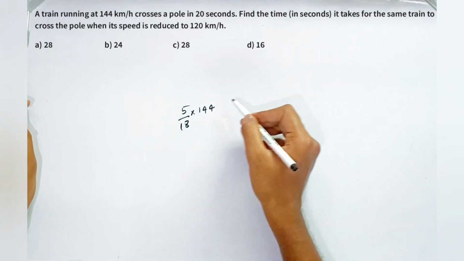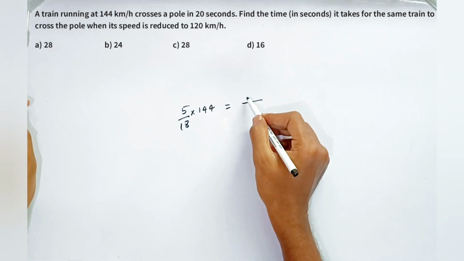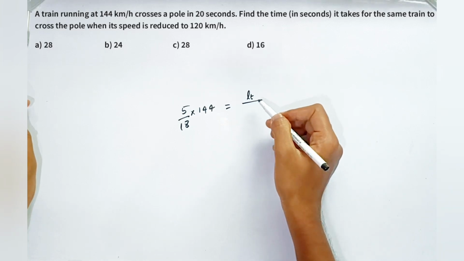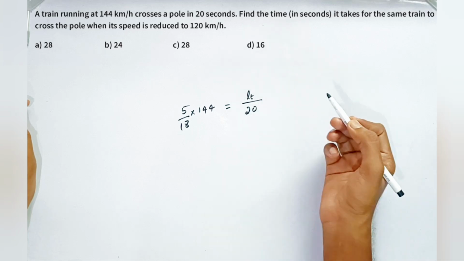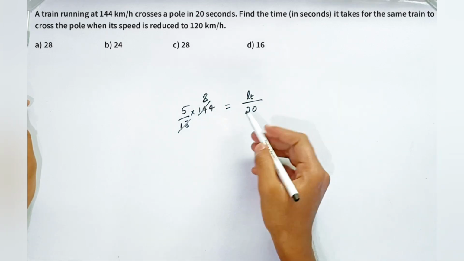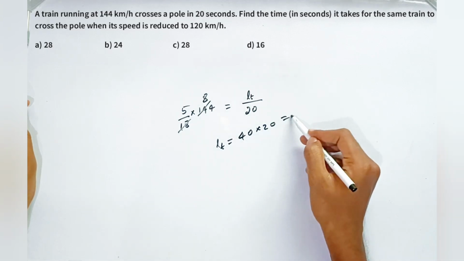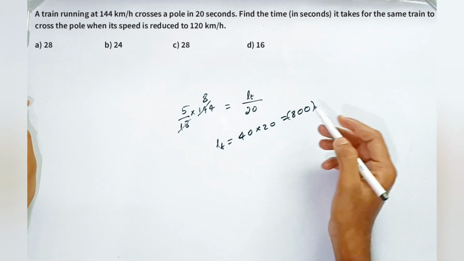Okay, and this is the speed, and speed is equal to distance by time, right? Here the distance is nothing but the length of the train, and the time is 20 seconds. From this I can calculate: 8 ones 8, 8 fives 40. So 40 into 20 is nothing but 800. 800 is the length of the train.